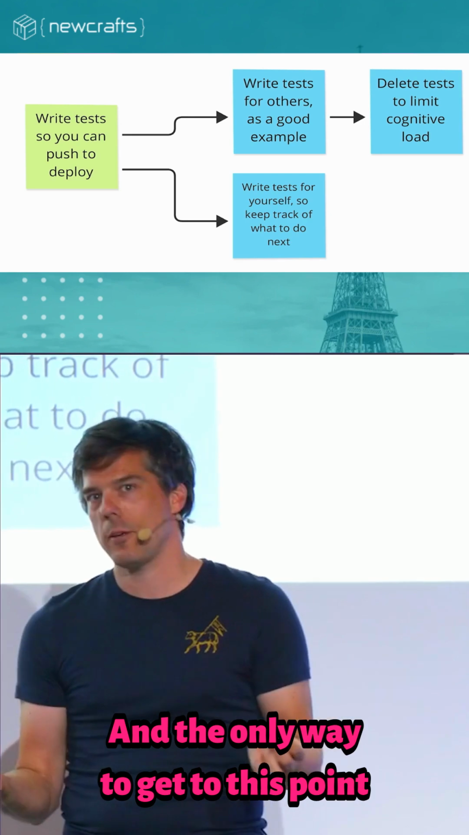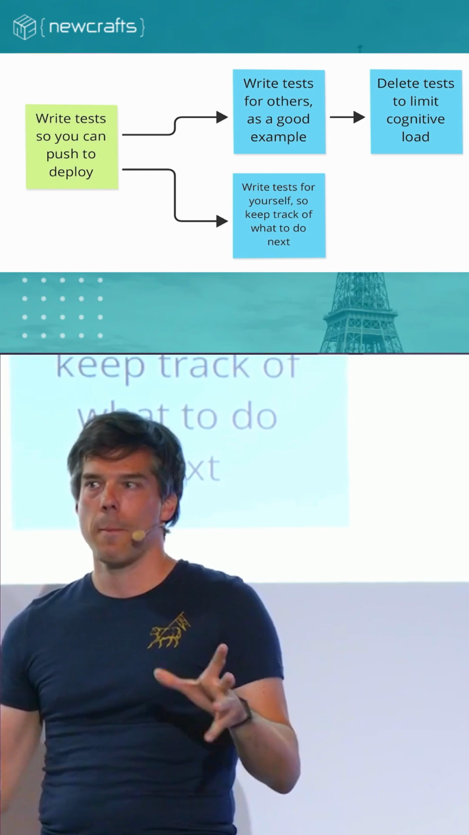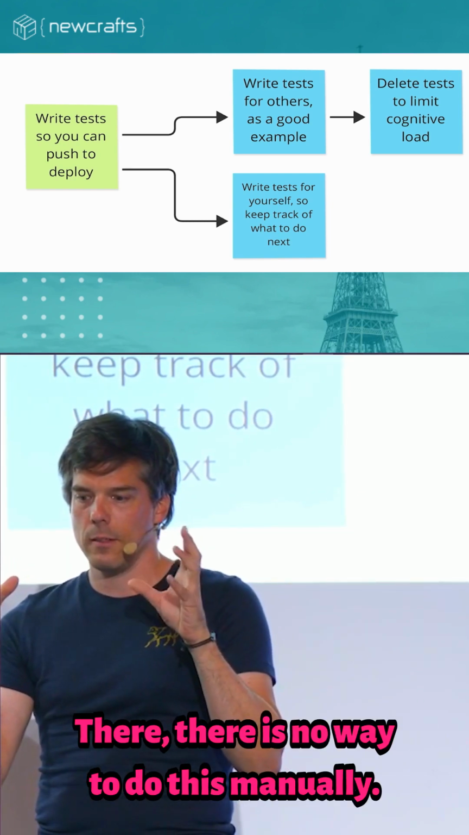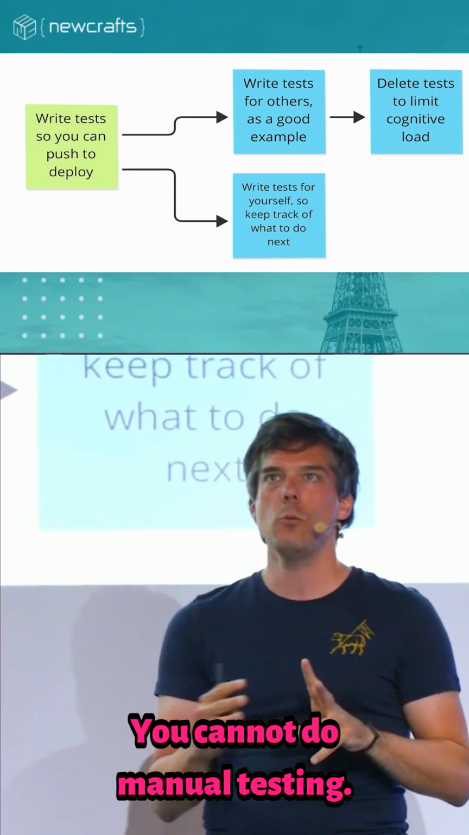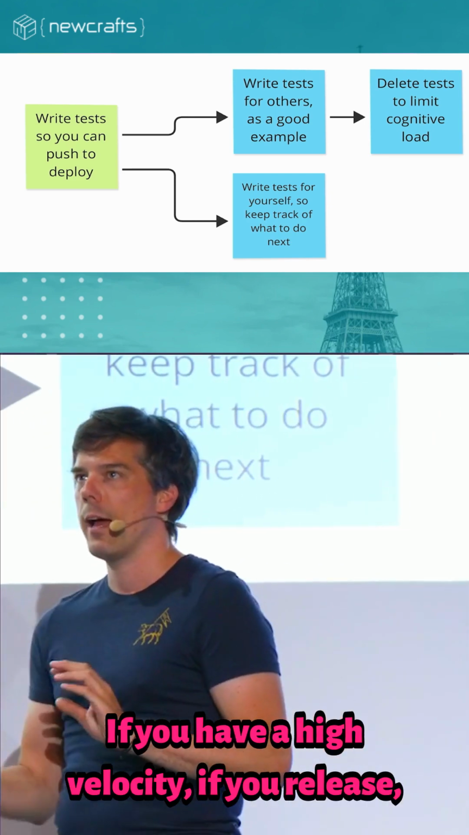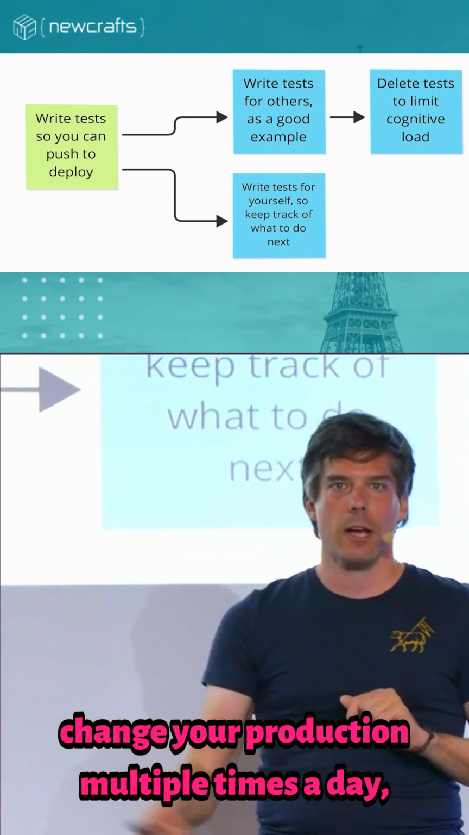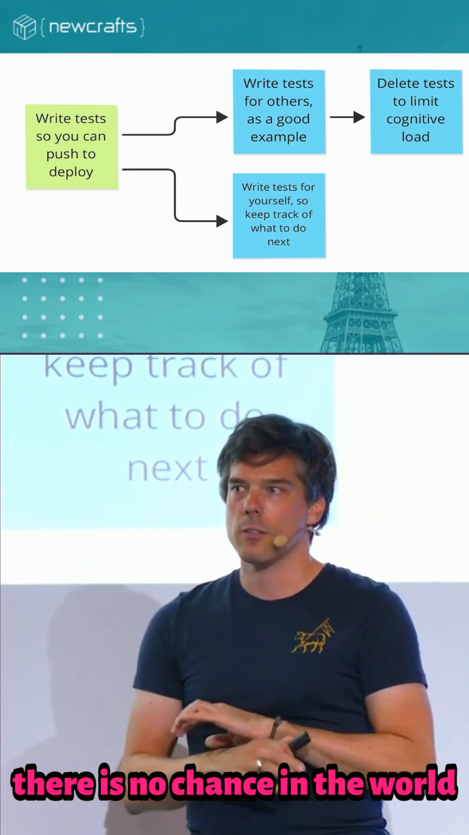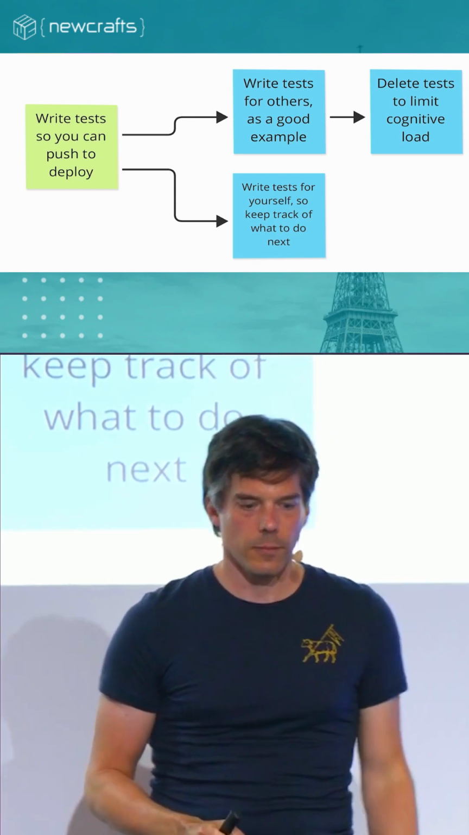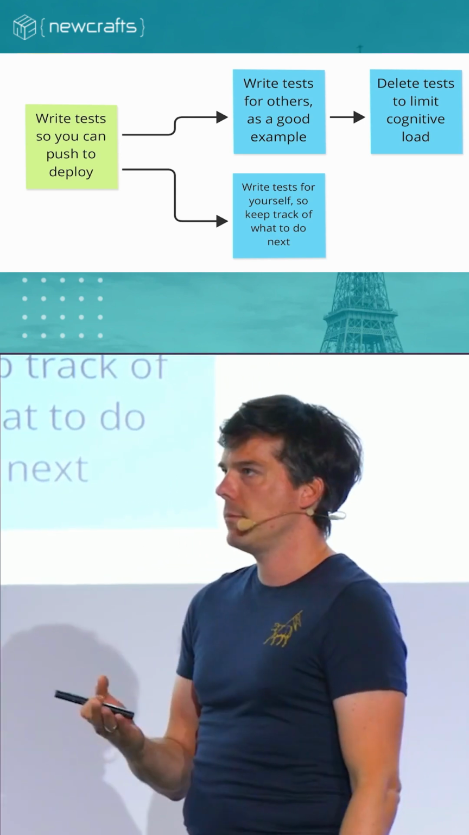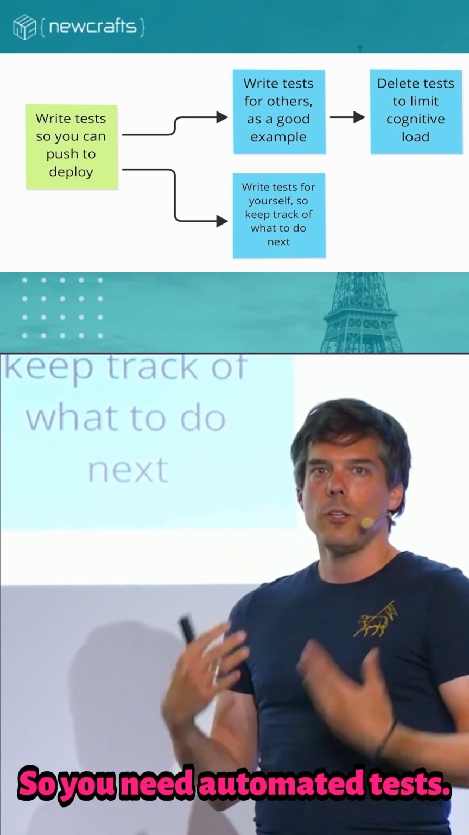The only way to get to this point is to write tests. There is no way to do this manually. You cannot do manual testing if you have a high velocity. If you change your production multiple times a day, there is no chance in the world that you get good manual tests. You can pay for it, but it doesn't make sense. It economically doesn't make sense. So you need automated tests.